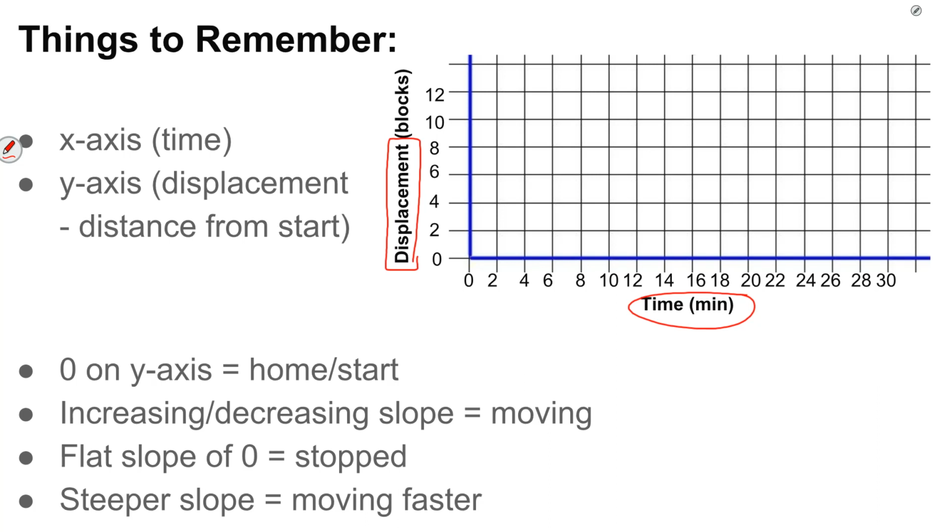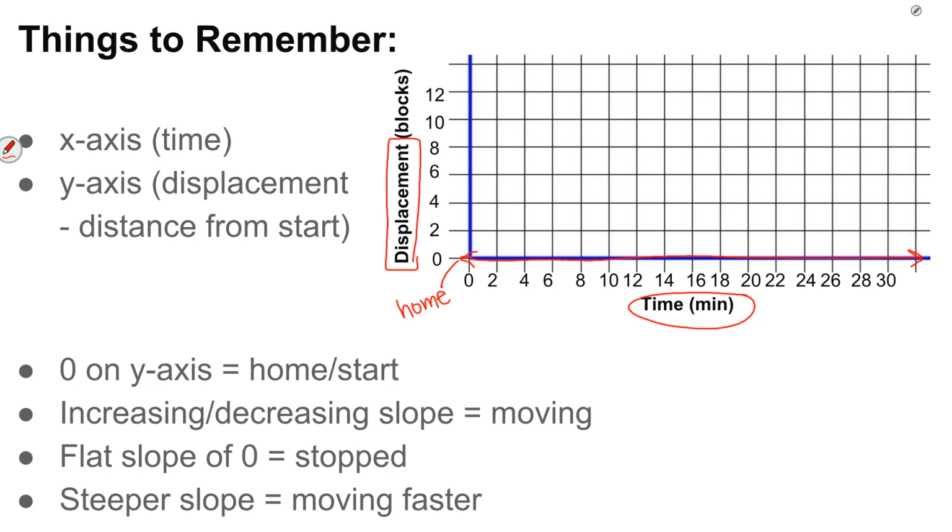A couple other things that we need to remember. 0 on the y-axis, so a displacement of 0. So all the way across the bottom here, this is our home or our start. So if anywhere in our scenario we go back to where we started, that means we're going back to 0 on our graph. Couple of other things, increasing and decreasing slope means we're moving.